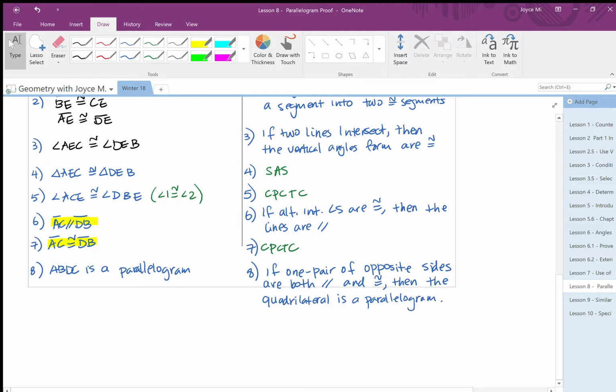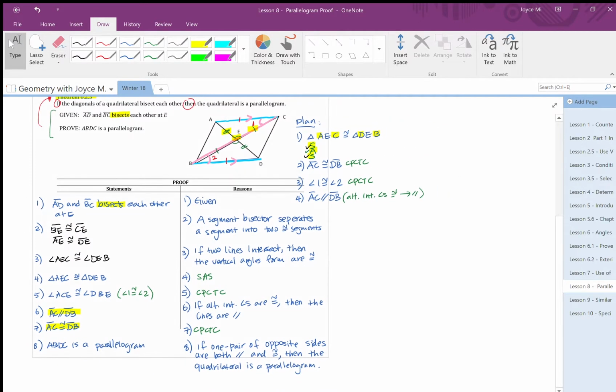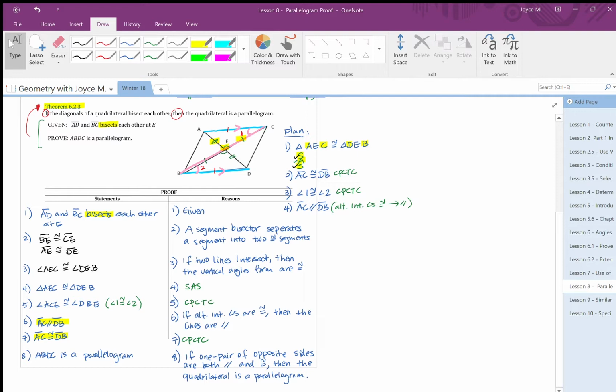Let me zoom in so you can see the whole proof. Again, when you do a proof here, make a plan. Always make a plan. Look at what you have and what you need, and which theorem you are using to do the proof. Once you make the plan, writing the proof is a matter of following the plan.